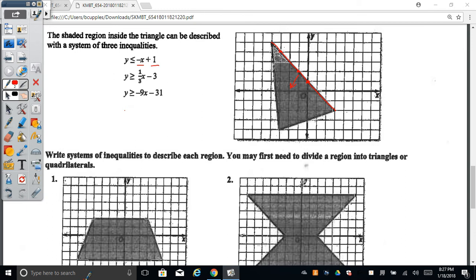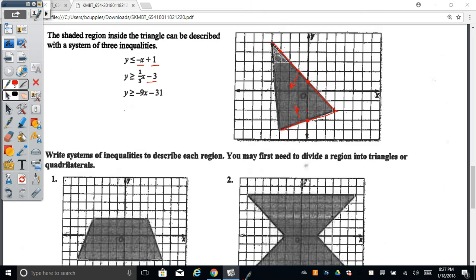Okay. The next one's also pretty easy. This line right here is shaded above. So it's going to be greater than or equal to. The y-intercept is negative 3. So we've got negative 3 down there. And we have a 1/3 slope. So up 1, 1, 2, 3. Down 1, 1, 2, 3. And we get that point there. So those two are pretty straightforward and simple.